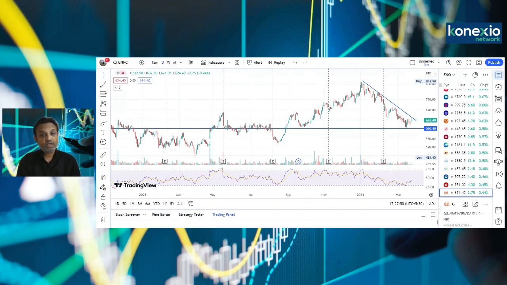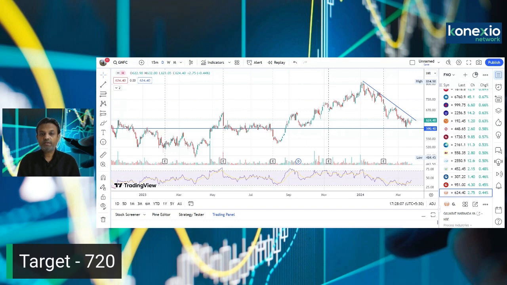The stock has corrected sharply from the levels of 815. It has taken a pause around the multiple support trend line around 590, and now the stock can give a decent rally in the long run. So definitely, as I said again, one can accumulate for the long term for a target of 720 from an investment perspective.